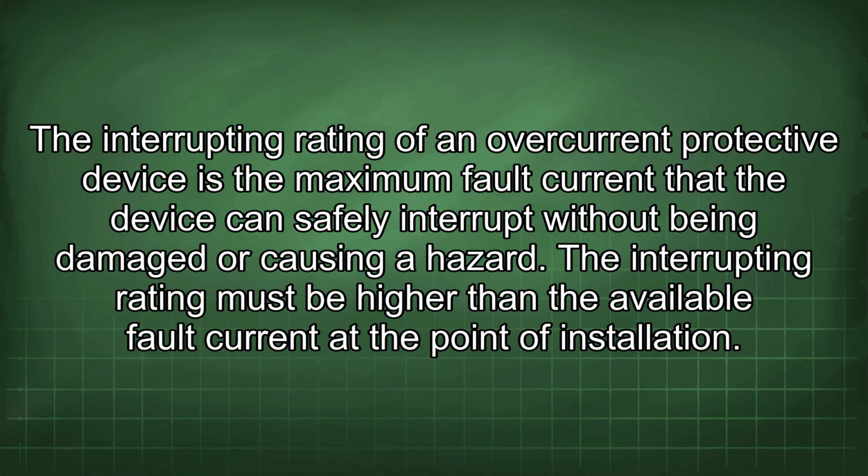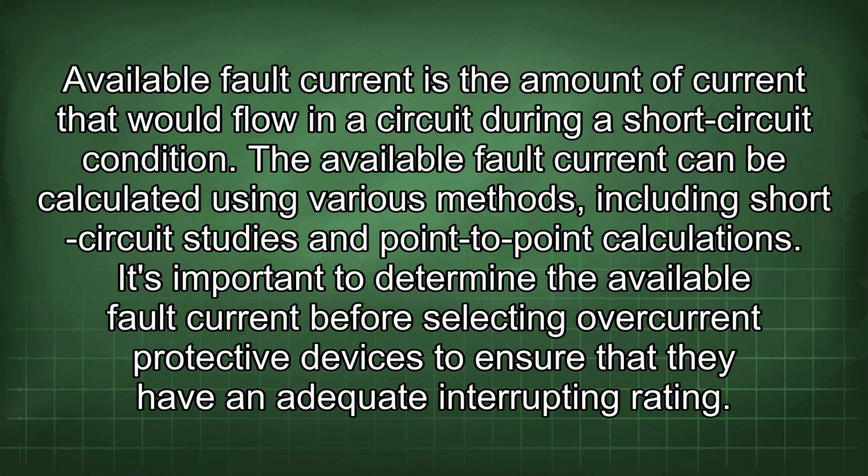The interrupting rating of an overcurrent protective device is the maximum fault current that the device can safely interrupt without being damaged or causing a hazard. The interrupting rating must be higher than the available fault current at the point of installation. Available fault current is the amount of current that would flow in a circuit during a short circuit condition. The available fault current can be calculated using various methods, including short circuit studies and point-to-point calculations.